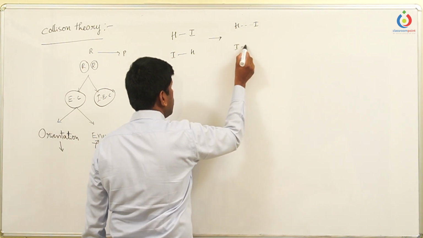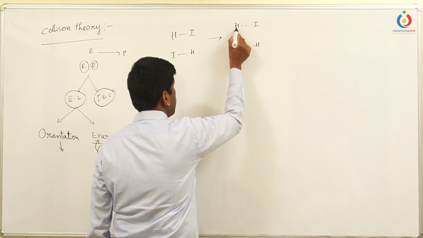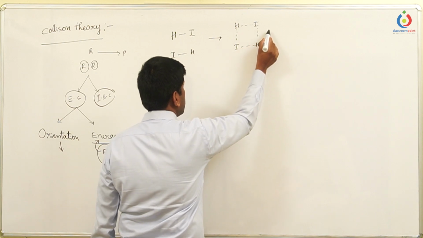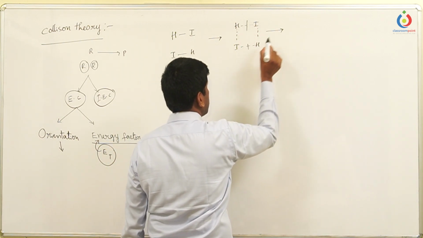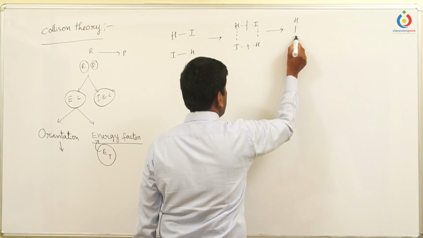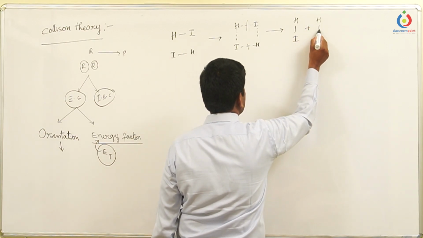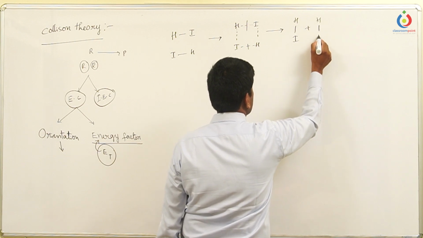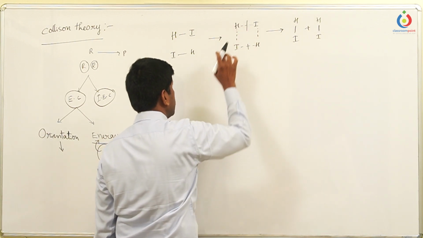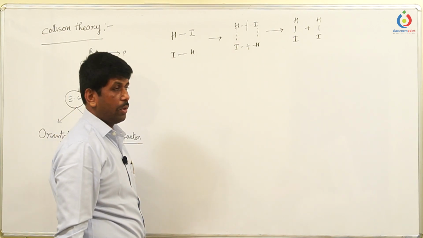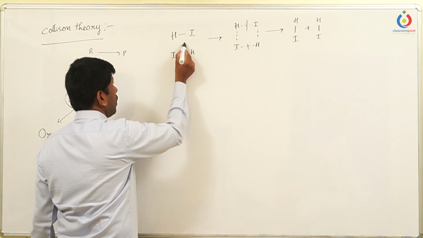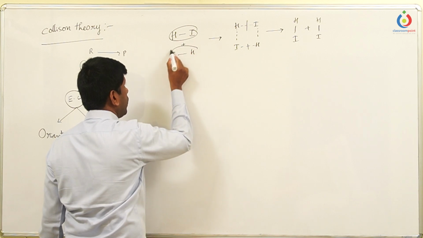Here also the iodine and H bond is going to break and new bonds are going to be produced here. If the reaction proceeds like this, the previous bonds are broken and finally you again get the same molecules, HI and HI. You have taken the HI molecules, and finally the products are also HI molecules, because these reactant molecules are not coming in the proper orientation.